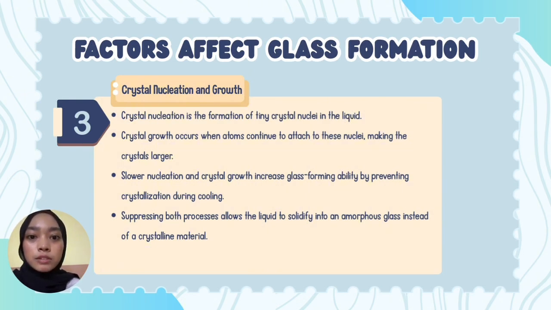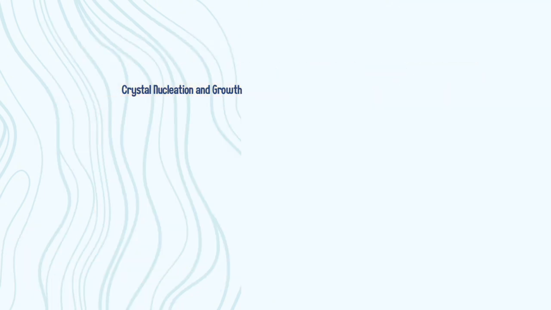Slower nucleation and crystal growth increase glass forming ability by preventing crystallization during cooling. Suppressing both processes allows the liquid to solidify into amorphous glass instead of crystalline material.